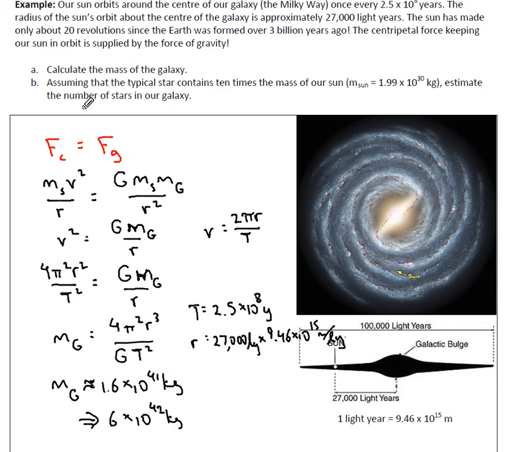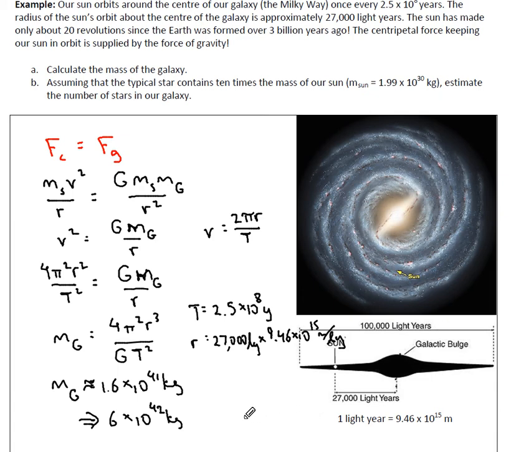The next part is saying, assuming that a typical star contains 10 times the mass of our sun. So our sun is actually smaller than the majority on average. Our sun is around 2 times 10 to the 30 kilograms. However, most stars on average are about 10 times greater.